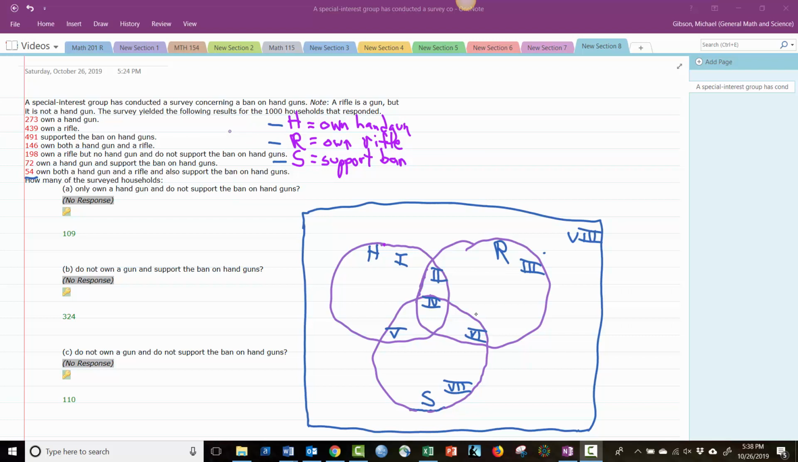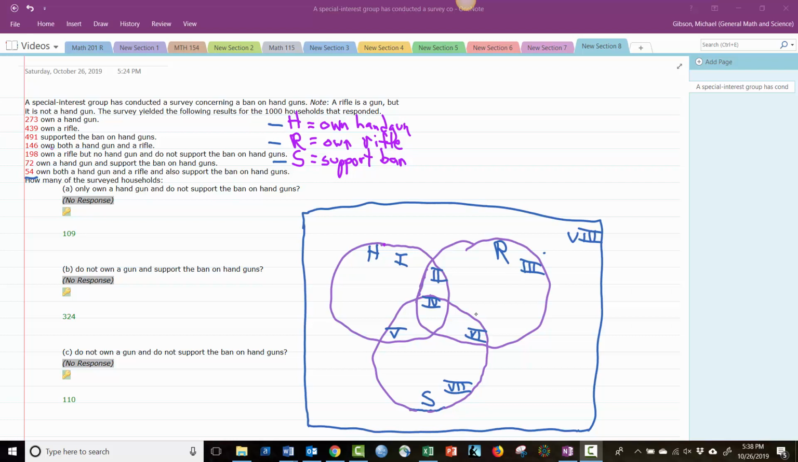The survey yielded the following results for the 1,000 households that responded. 273 owned a handgun, 439 owned a rifle, 491 supported the ban on handguns. So those are our three basic categories: own a handgun, own a rifle, support the ban. So I'm going to call those H for own a handgun, R for own a rifle, S for support the ban.